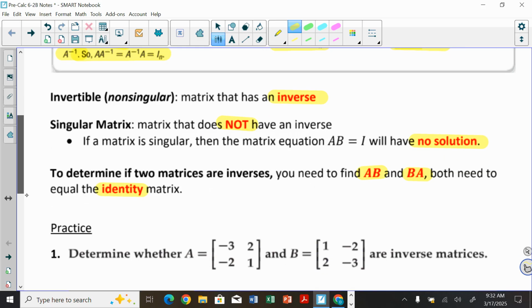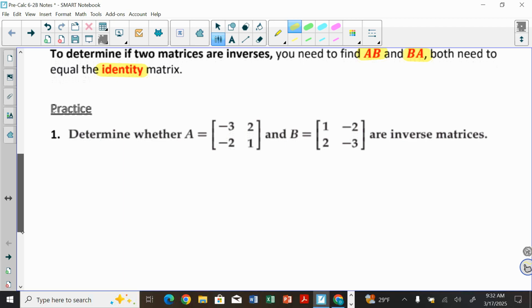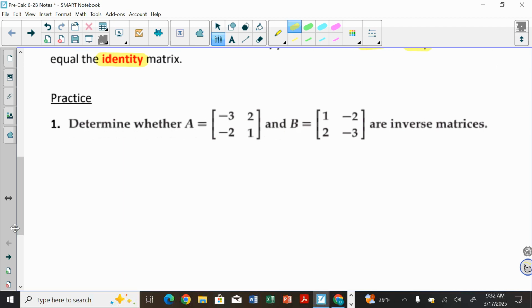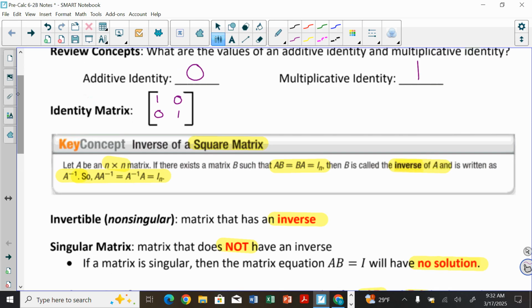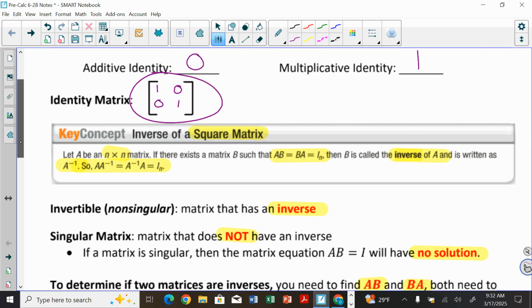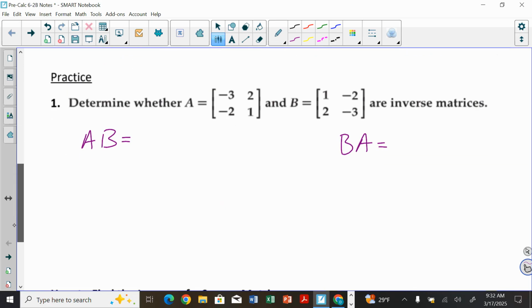So let's try that here on number 1. Determine whether A and B are inverse matrices. To do that, I'm going to have to multiply A times B, and I'm also going to have to do B times A. I'm going to hope that when I do that, I end up getting this answer right here for both. If I do, then they are inverses, and if not, then they're not inverses of each other.